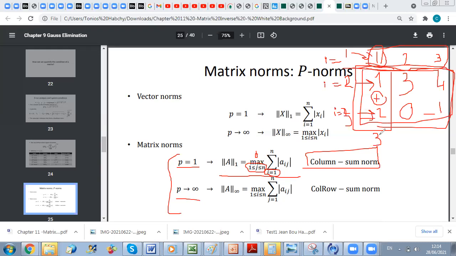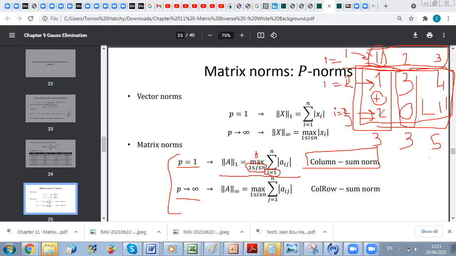Okay. So now you just do 1 plus 2, it's 3. Then you go to the second column. 3 plus 0 is 3. And here you take the absolute value of 1. 4 plus 1 is 5. Okay. So now according to this method, the highest element.